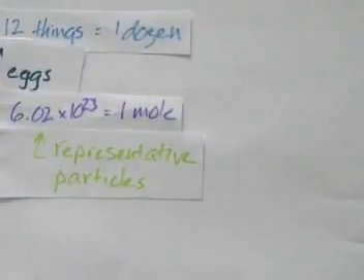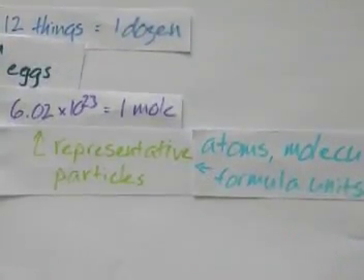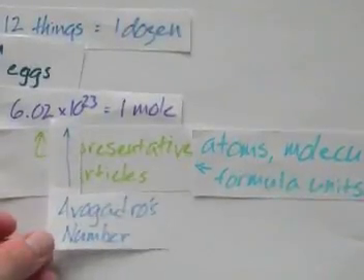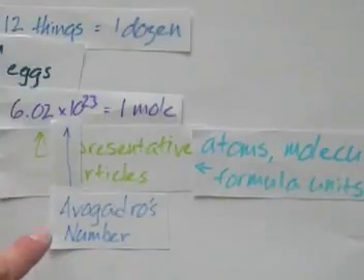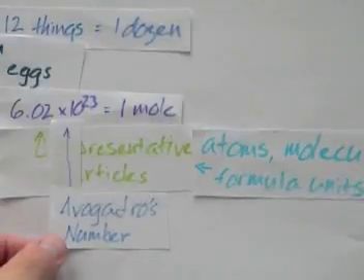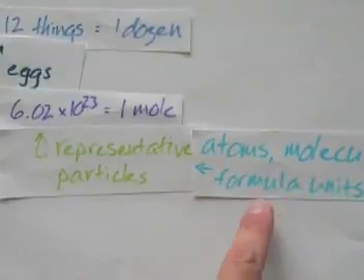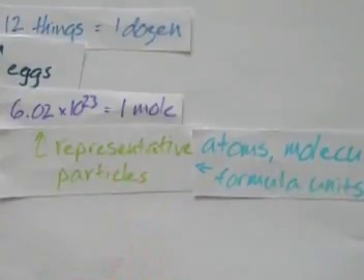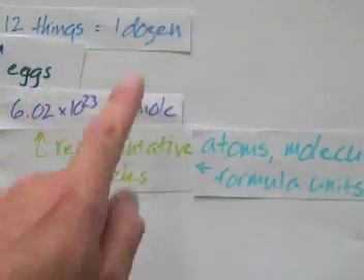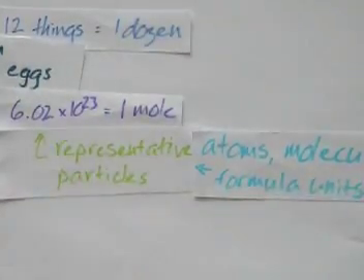Representative particles can be atoms, molecules, or formula units. And this number is so important that it has been given a special name, Avogadro's number. So Avogadro's number is 6.02 times 10 to the 23rd, and that number is the number of representative particles, could be atoms, molecules, or formula units, in 1 mole. 1 mole is to representative particles as 1 dozen is to eggs. Dozen is used to count eggs. Mole is used to count representative particles, and this is what I mean by representative particles.